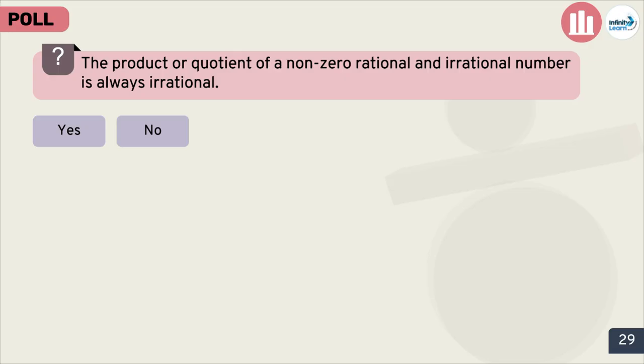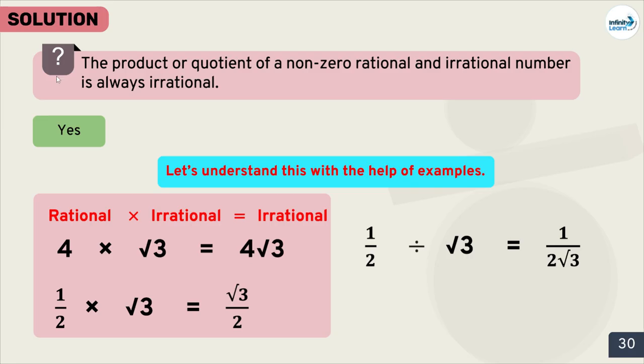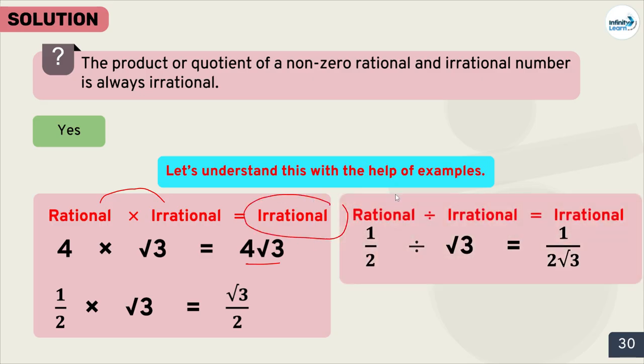Next one, the product or quotient of a non-zero rational and irrational number is always rational. देखो 4 root 3 is equals to 4 root 3. 1 by 2 root 3 equals to root 3 by 2. 1 by 2 divided by root 3 is equals to 1 upon 2 root 3. Rational और irrational का product is always an irrational, and rational और irrational का division is always an irrational. Write down this in your copy. Rational into irrational is always an irrational. Rational divided by irrational is always an irrational number. Clear?